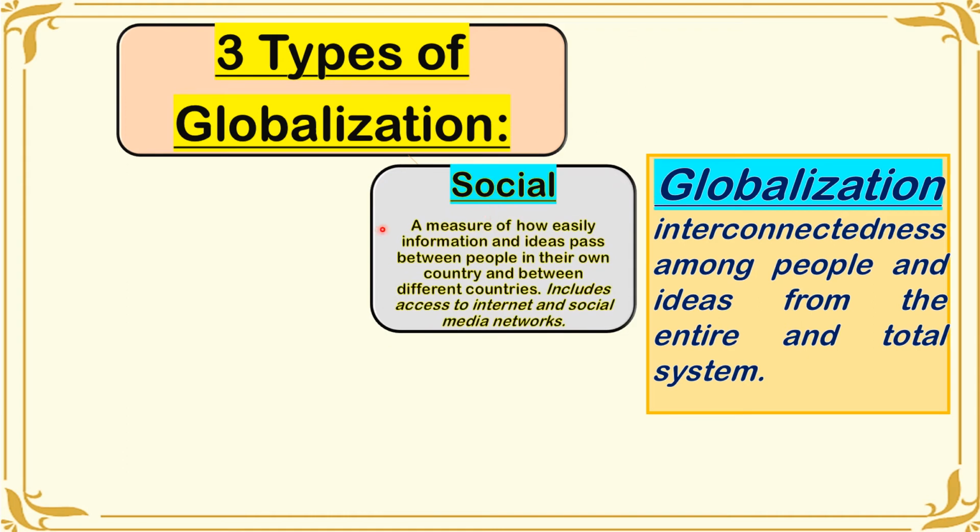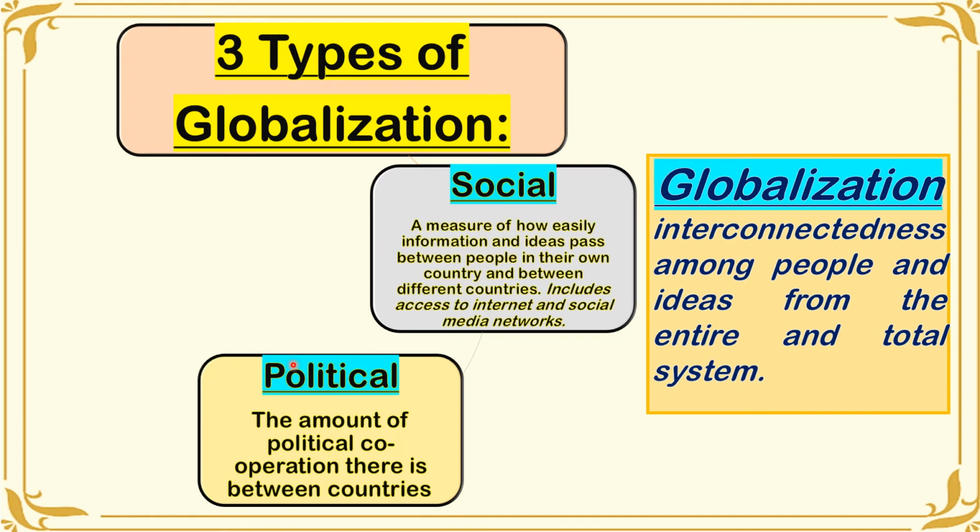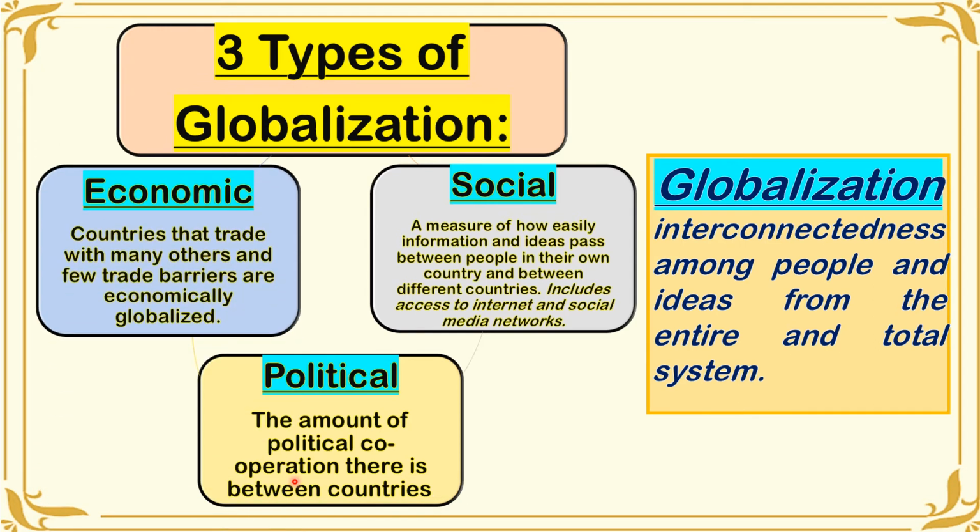It means a measure of how easily information and ideas pass between people in their own country and between different countries. It includes access to internet and social media networks. The second one is political, the amount of political cooperation there is between countries. And the last one, economic: countries that trade with many others and have few trade barriers are economically globalized.